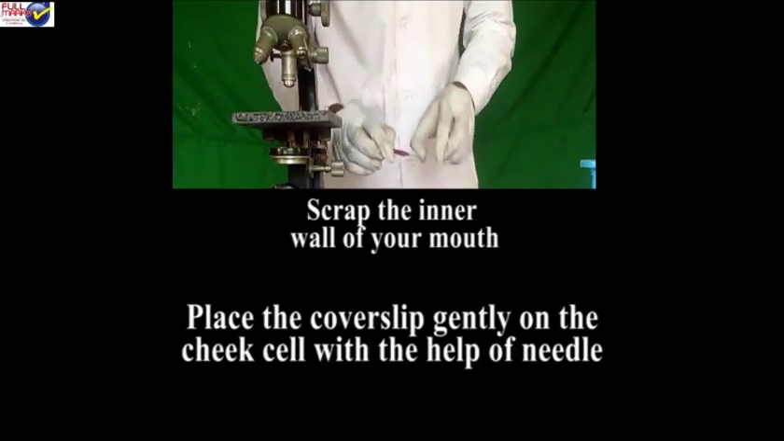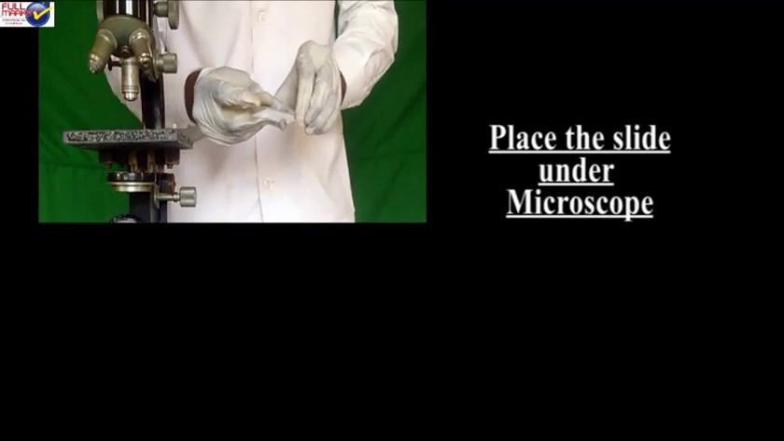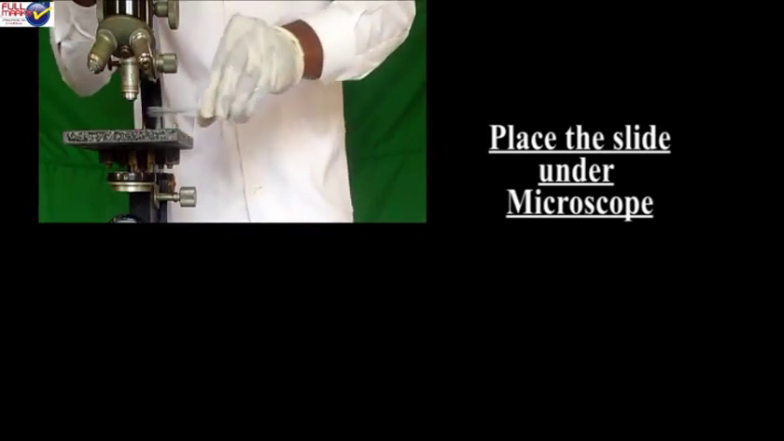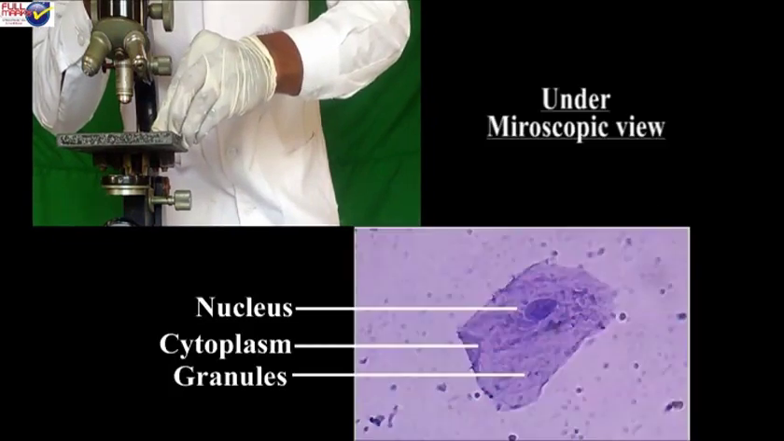Procedure. Make a dilute methylene blue solution in a watch glass. Take a clean, unused toothpick and gently scrub the inner wall of your mouth or cheek to obtain the epithelial animal tissue. After 2 to 3 minutes, place the cover slip gently on the cheek cells with the help of a needle and avoid air bubbles. Place the slide under a microscope and observe it.